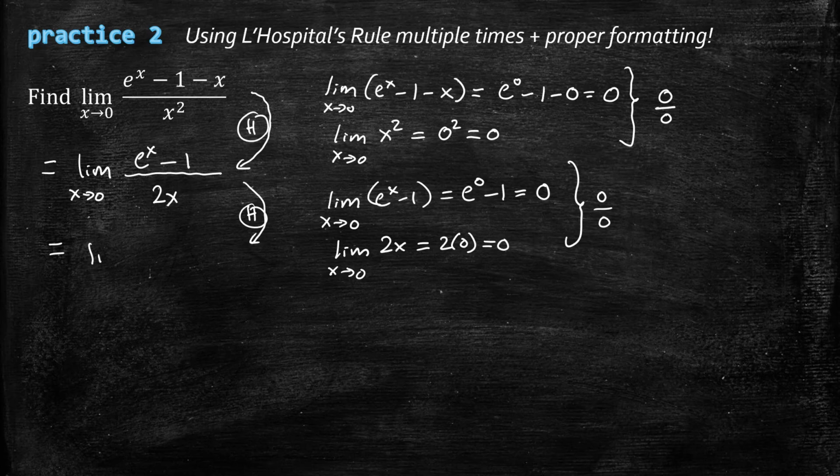So we get the limit as x goes to 0 of e to the x minus 1 over 2. And fortunately, the x goes in the numerator, which allows us to just substitute in 0 for x, and we get 1/2 as the answer.